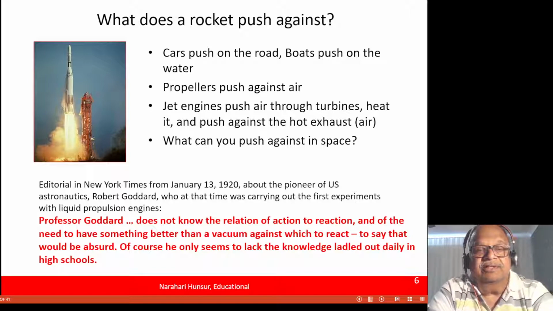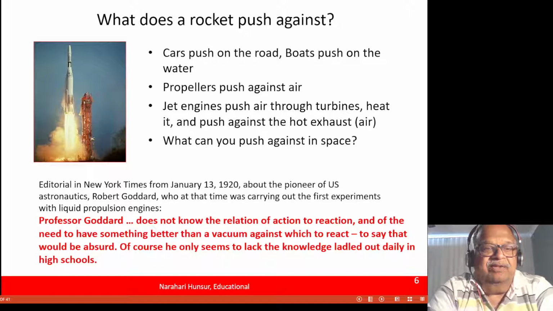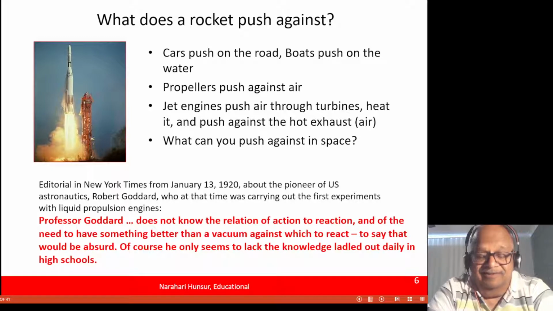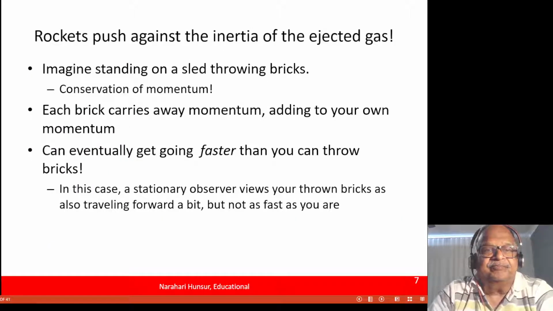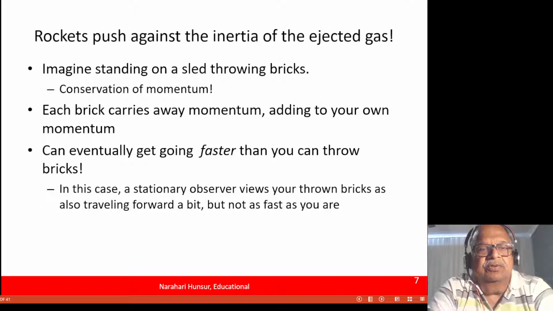So, this was the understanding of the common people, saying that Dr. Goddard was some kind of a stupid guy who didn't know basic physics, but he was the father of rocketry in the US. So, very quickly, people realized rockets work in a slightly different way. In a nutshell, rockets push against the inertia of ejected gas.